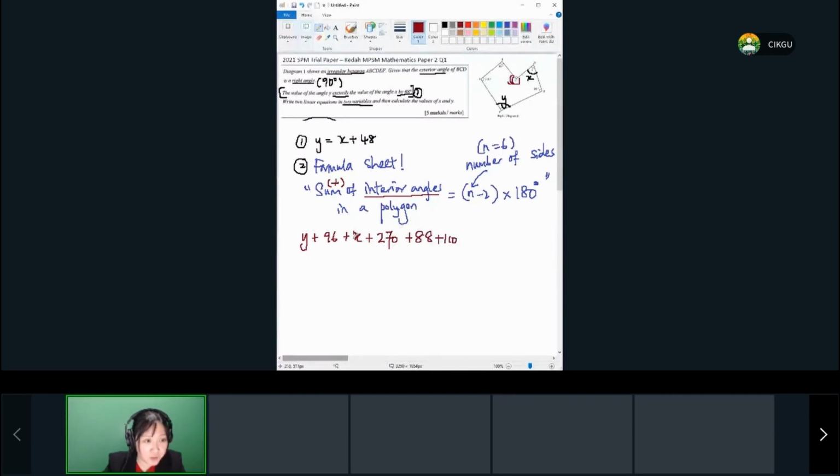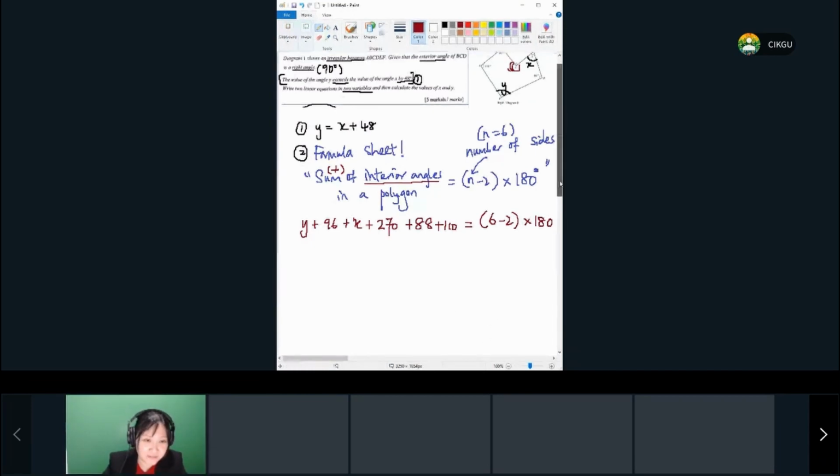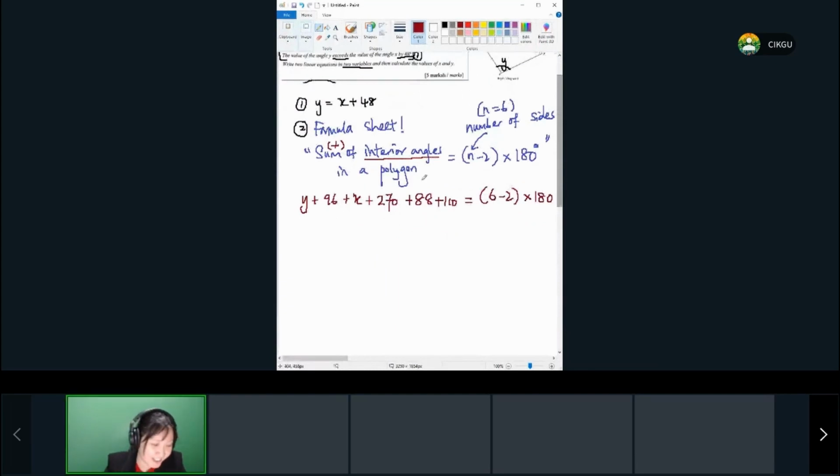1, 2, 3, 4, 5, 6 angles all add together must equal to n minus 2. Our n is 6, so 6 minus 2 times 180. This, people, is our second equation. So from here, let's try to simplify this. Y and x, obviously we can't do anything, so just keep them there. But numbers we can add: 96 plus 270 plus 88 plus 110.